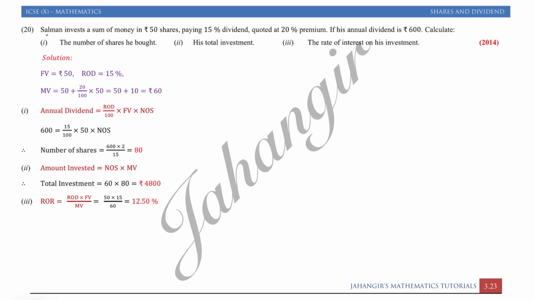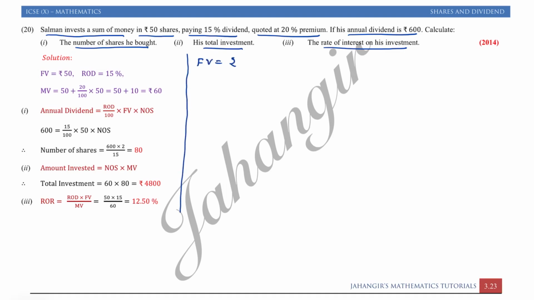Question 20. Salman invested a sum of money in rupees 50 shares paying 15% dividend quoted at 20% premium. If the annual dividend is rupees 600, find the number of shares bought, total investment, and rate of interest on his investment. So let us write the information. Face value is rupees 50, this is ROD, this is face value. 20% premium. Quoted at means you are getting it at 20% premium.